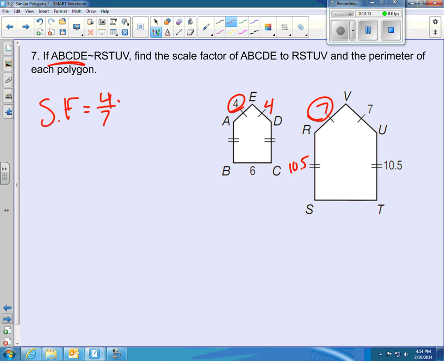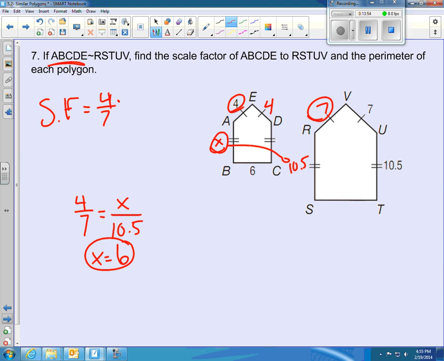Okay, so we don't have the perimeter of either of them, so we can't automatically go to finding the perimeter of the other one. But we can find some of those missing sides. So I'm going to use my scale factor, 4 over 7, and let's find this missing side here. So we don't know that, let's call it x. All right, that matches with my 10.5. So we can now find what x is, and then that'll at least give us the perimeter for that shape. So you're going to cross multiply and divide. So what did x end up equaling?